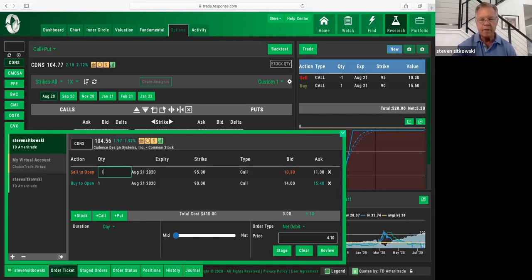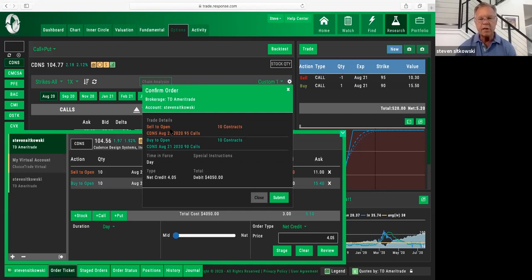So here's what I'm going to do. I'm going to amp this up a little bit. I'm going to go 10 contracts. And the midpoint is 405. Let me see if I can get that. So I'm going to go review it. So let's look. Sell to open the August 21st, 2020, 95 strike calls. So the symbol is CDNS. It's for Cadence. And I'm going to buy the 90 strike call.